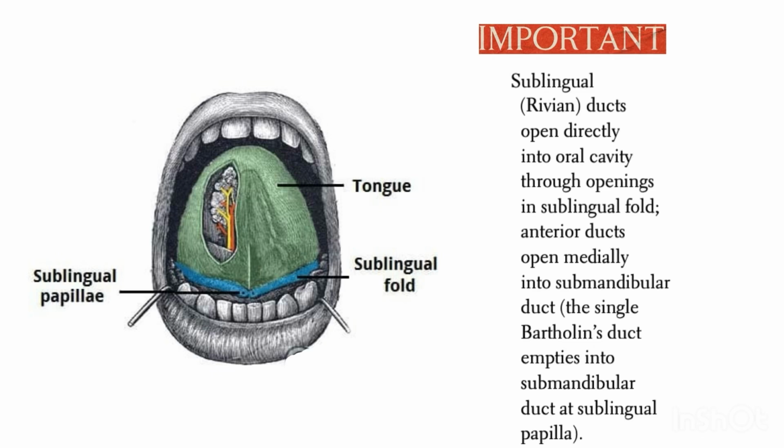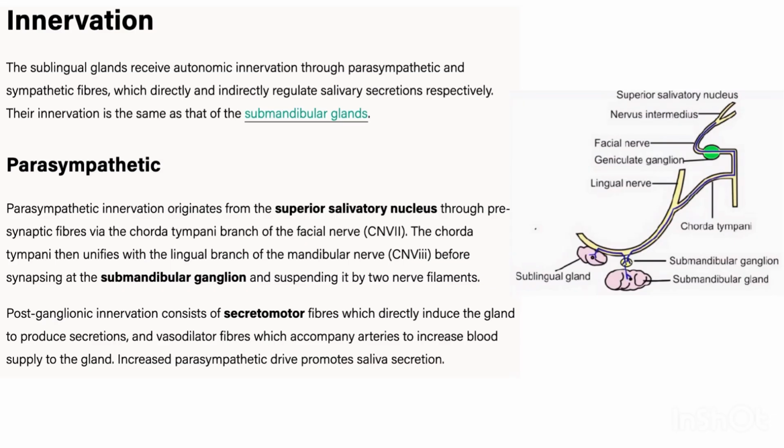So now the Rivinus ducts are multiple small openings into the oral cavity and they open through openings into the sublingual fold. Sometimes there is also an anterior duct which opens medially and this is known as the Bartholin duct. So the Bartholin duct is a single duct of the sublingual gland which joins the submandibular gland duct. And this also opens at the sublingual papilla.